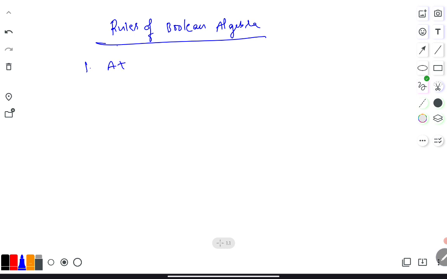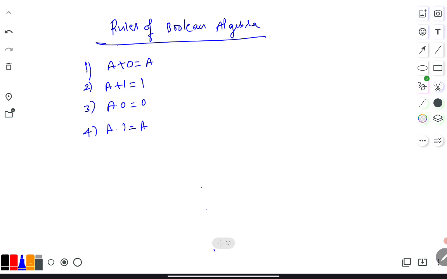A plus 0 is equal to A. Rule number 2, A plus 1 is equal to 1. Rule number 3, A dot 0 is equal to 0. Rule number 4, A dot 1 is equal to A. I am writing them in order 1, 2, 3, 4, but you should know these rules.